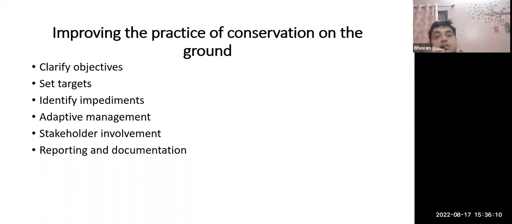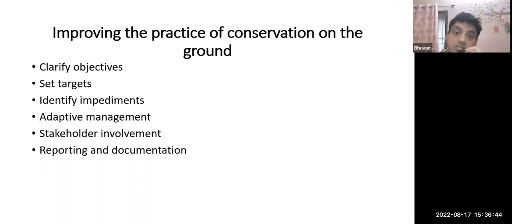So basically, the first thing we have to do is clarify our objectives. Our objectives must be very clear, that what kind of things we need to follow for the conservation of the agrobiodiversity. Second is setting our targets. Our goals or targets should be very clear, that what we have to achieve. Third one is to identify the impediments, various kinds of problems or roadblocks which need to be addressed.